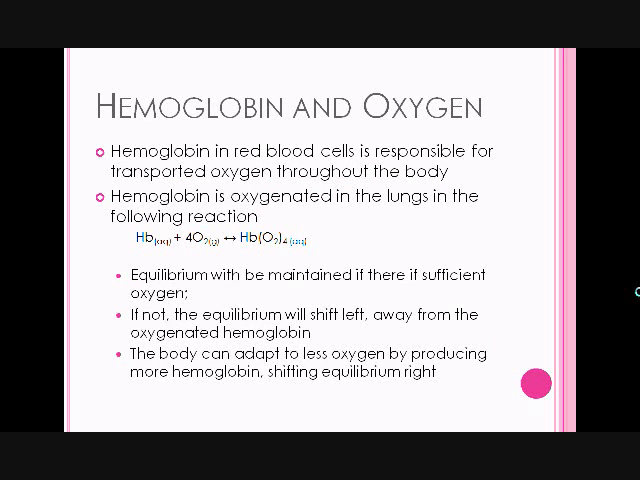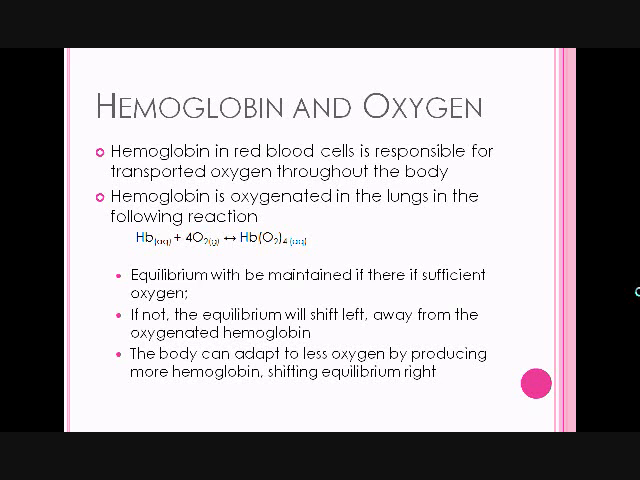Hemoglobin in red blood cells is responsible for transporting oxygen around the body. Hemoglobin is oxygenated in the lungs in the following reaction. Equilibrium will be maintained as long as there is sufficient oxygen present in the air. At significant altitudes above sea level, it is much more difficult to obtain the needed amount of oxygen.